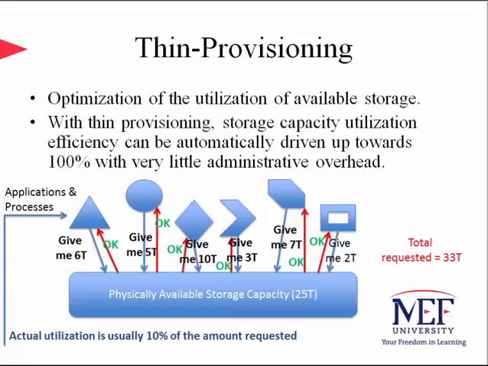In the storage world, due to this fact, using thin provisioning, storage capacity utilization efficiency can be automatically driven up towards 100% with very little administrative overhead. An example is shown here with various geometric shapes representing different clients requesting resources and storage, and the storage system allocates 33 terabytes of space, although the physical available storage capacity is 25 terabytes. This is done because experimentally it's known that only 10% of the requested amount is used over the course of the requested resource lifetime.